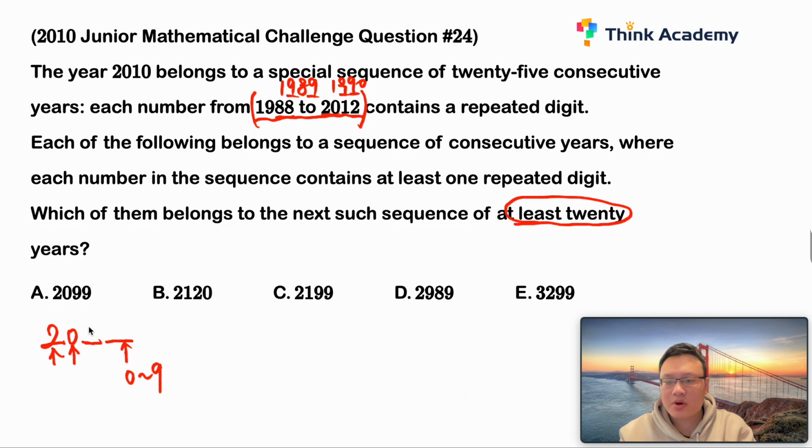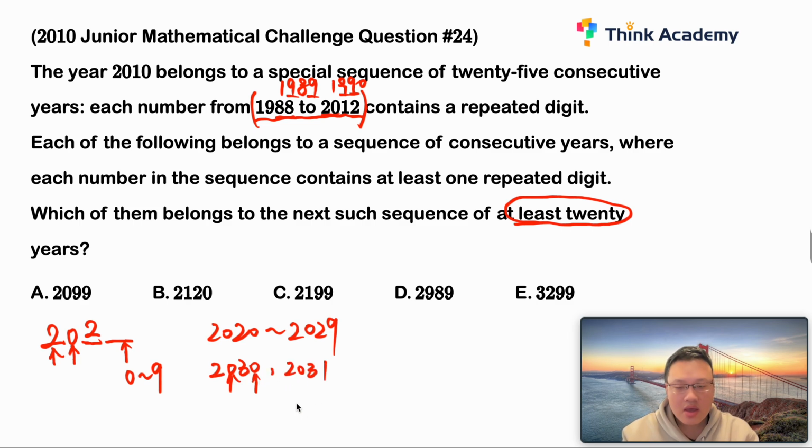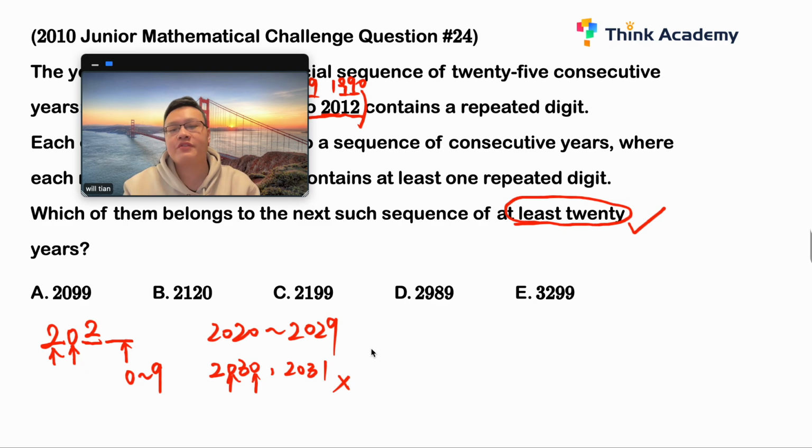So let's see if it is possible that this number equals 2. If that one equals 2, of course, you're going to start from 2020 all the way to 2029. Those 10 numbers all have two repeated digits. And then you move on to the next one, 2030. So far, so good. We got two zeros. And then the next one, you got 2031, and now you will see that all four digits are different from each other. So you won't take that. This is not the next sequence because we need to have at least 20 years. There's only like 12 years.